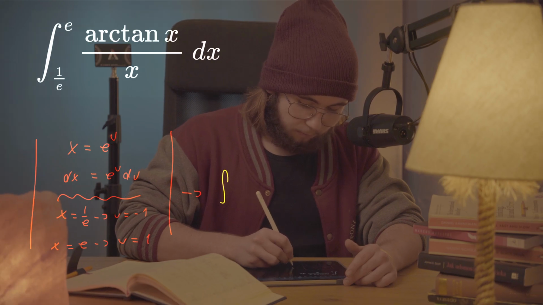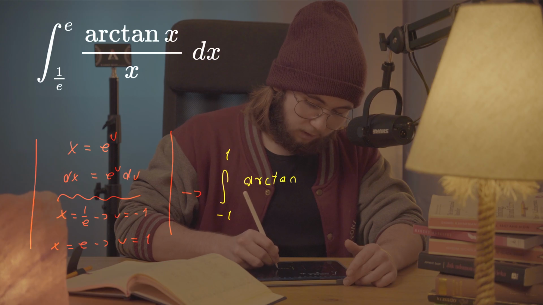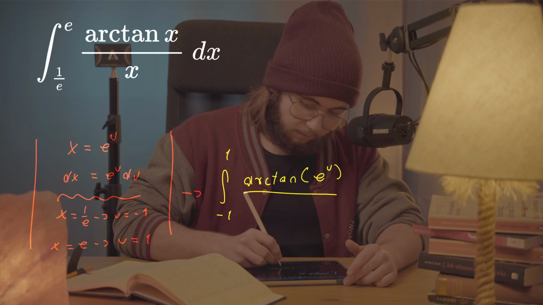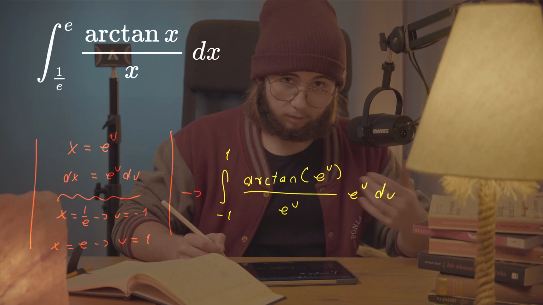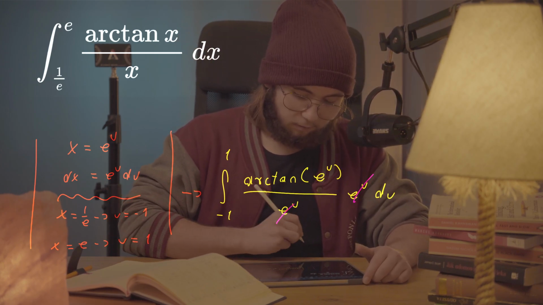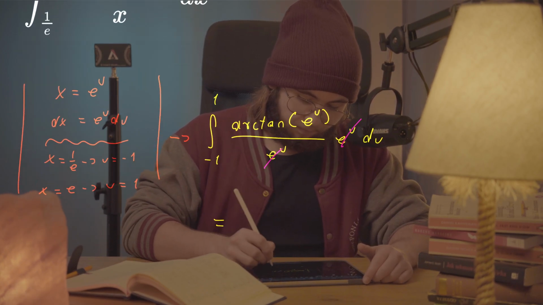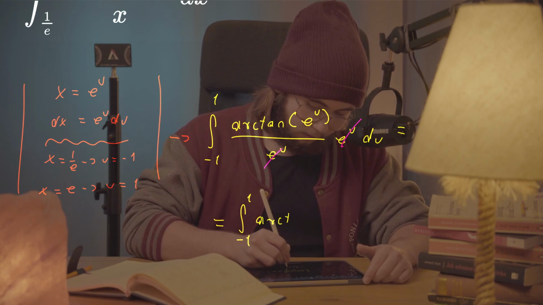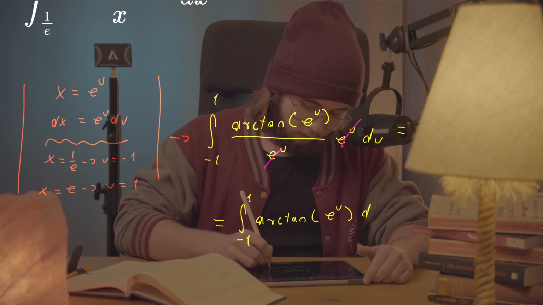It is the integral between -1 and 1 of the arctangent of e to the power of u divided by e to the power of u, however, times e to the power of u du as well. I can just go on and pretty nicely cancel out those e to the u's from the numerator and the denominator, and what I'm going to be left with is just this integral between -1 and 1 of the arctangent of e to the u du.